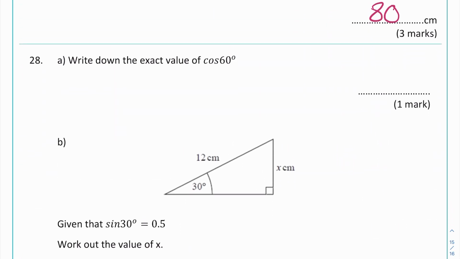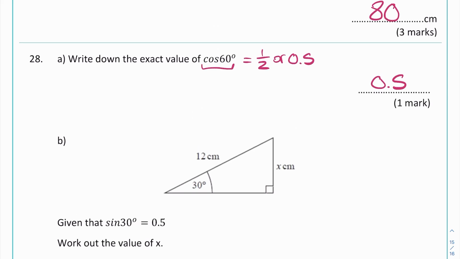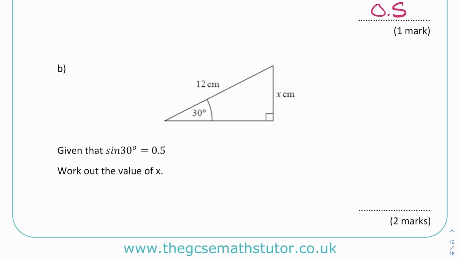Okay, on to some exact values of trigonometry. We've got write down the exact value of cos 60. So in these exams, obviously we know that sine 30 and cos 60 are our two really important ones. Cos 60 is just a half. You could write that down as a half or 0.5. I wouldn't write both on the dotted line, I'd just write one or the other. So I'd just put 0.5, or put the half, it doesn't matter, both of those are going to be fine, but 0.5 is the value of cos 60.